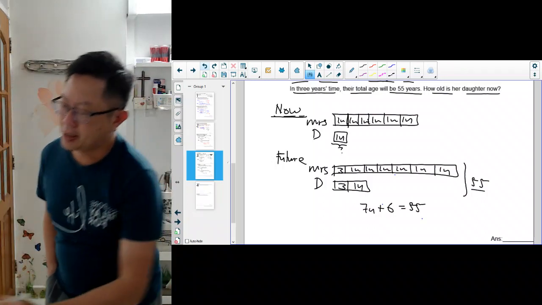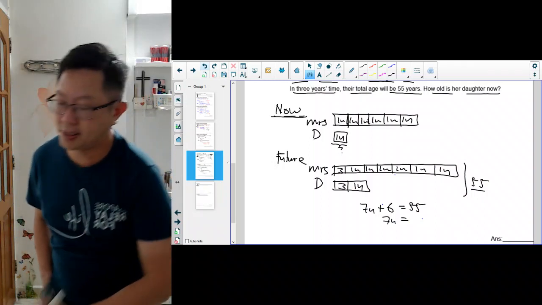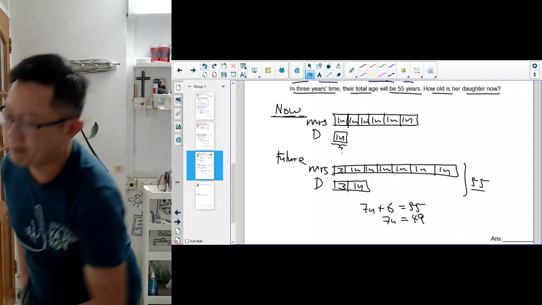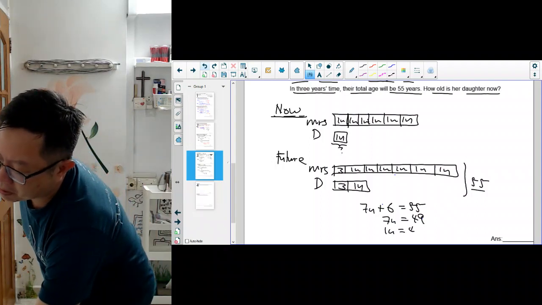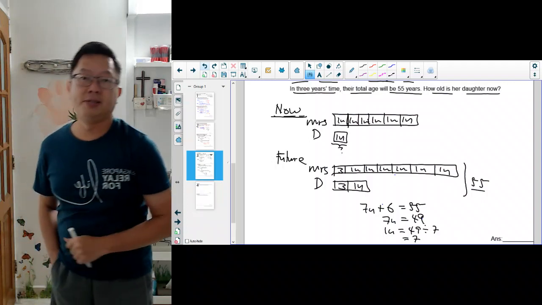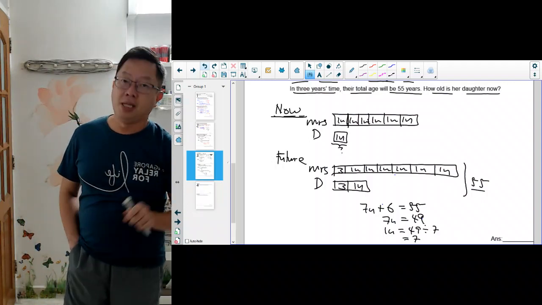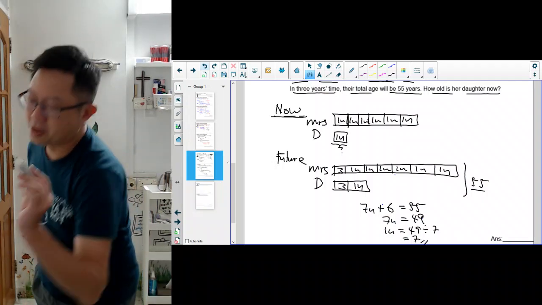Then what do you do next? You take 7 units, which is equal to 55 minus 6, and you will get 49. Okay, then you can find 1 unit already. So your 1 unit will be 49 divided by 7, so your 1 unit is equal to 7. So now can you find the daughter's age now, which is 1 unit? So the daughter is 7 years old now, which is 1 unit.